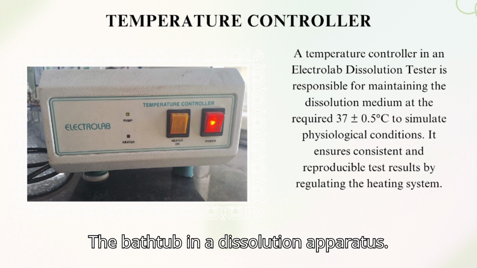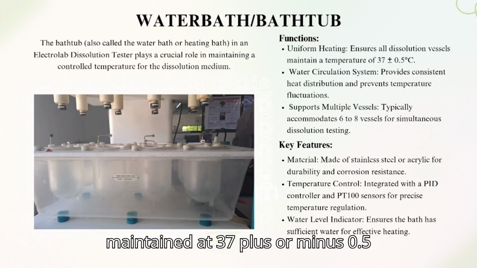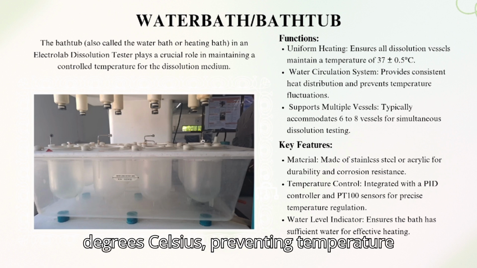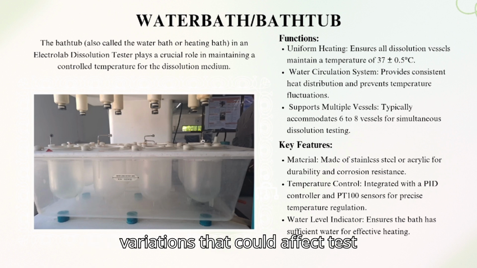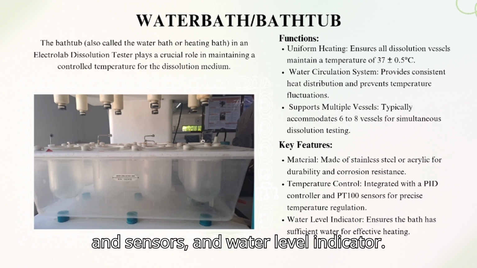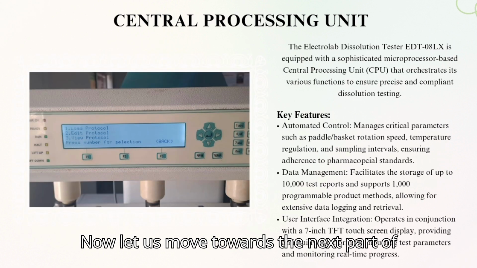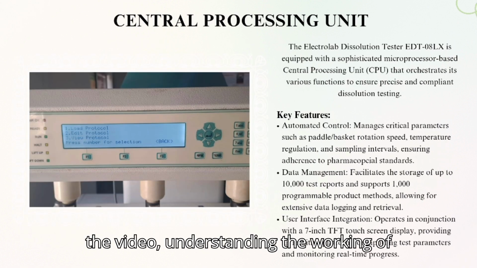The bathtub in a dissolution apparatus ensures all dissolution vessels are maintained at 37 plus or minus 0.5 degrees Celsius, preventing temperature variations that could affect test results. It also consists of the water circulation system, temperature control and sensors, and water level indicator. The CPU automates control. Now, let us move towards the next part of the video, understanding the working of dissolution apparatus.